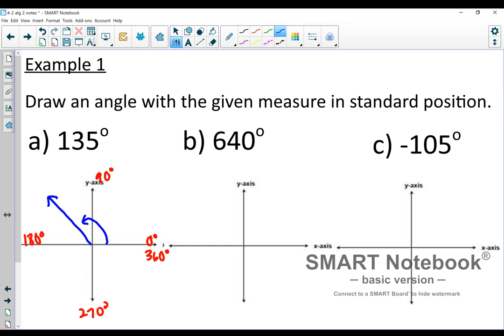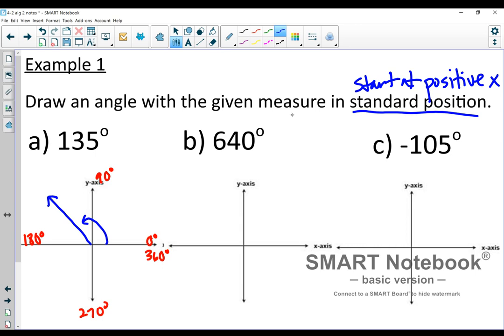Because it is understood if I'm drawing in standard position that I'm starting at positive x, I don't even have to draw that initial ray. I only have to draw where the angle ends. And then I do like to draw that little arrow around to show the direction that you're rotating in. So 640 I know is bigger than 360.